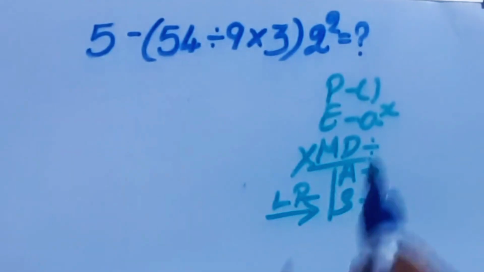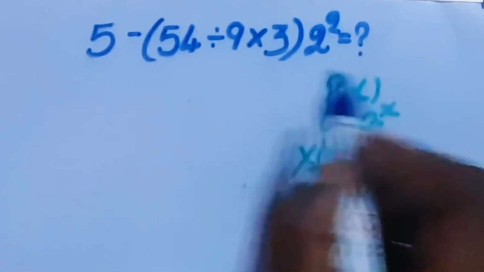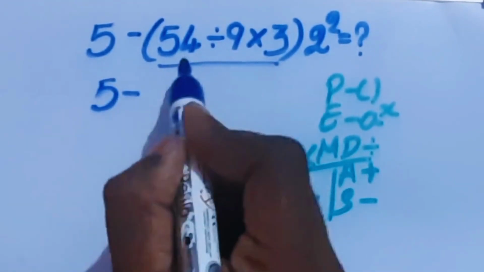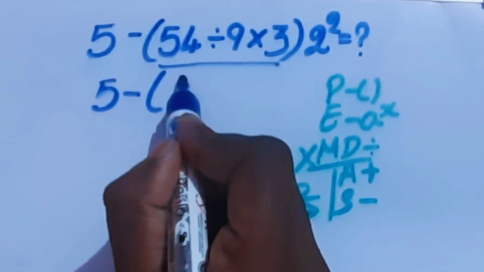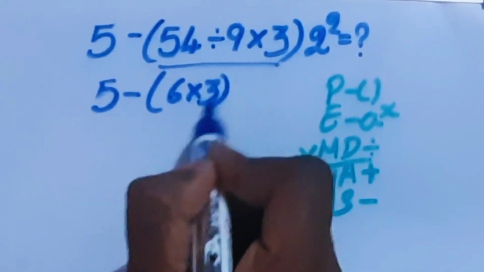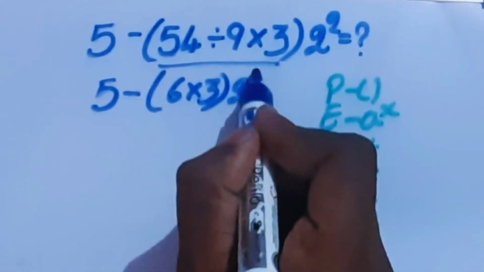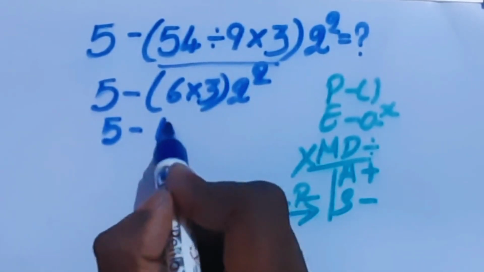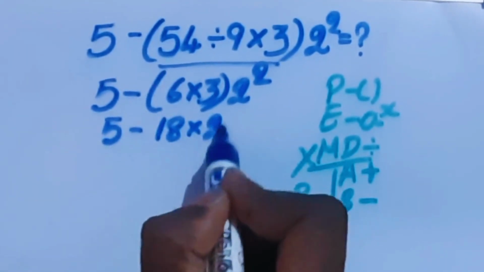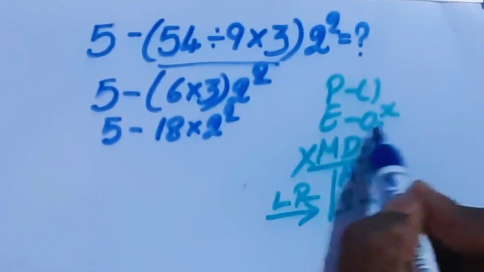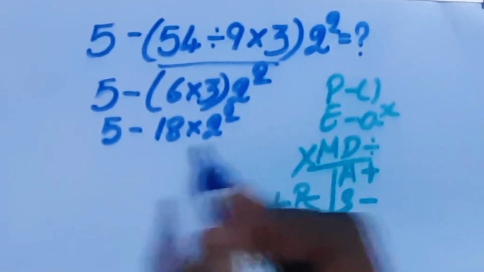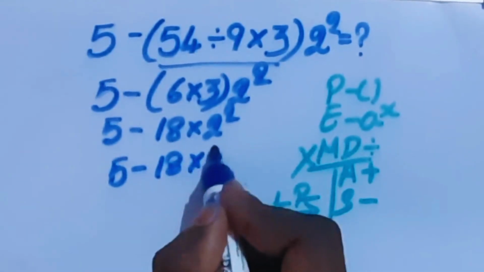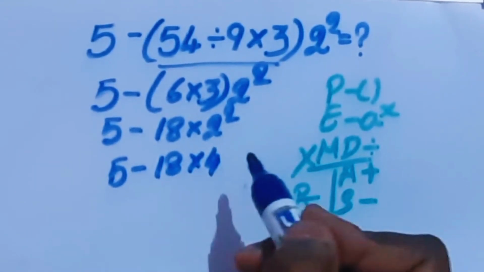As per PEMDAS, we have to complete this bracket first. So 5 minus this is 6 times 3 times 2 power 2. Now 5 minus this is 18 times 2 power 2. Now the next operation is exponent. So 5 minus 18 times 4, since 2 power 2 is 4.